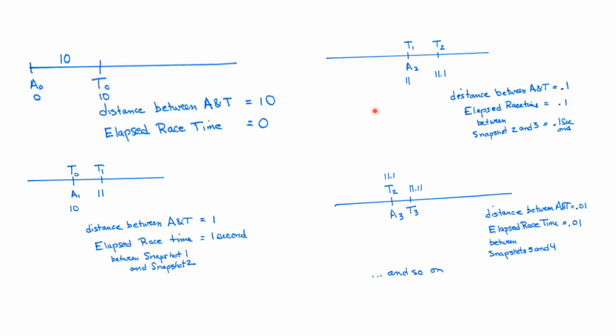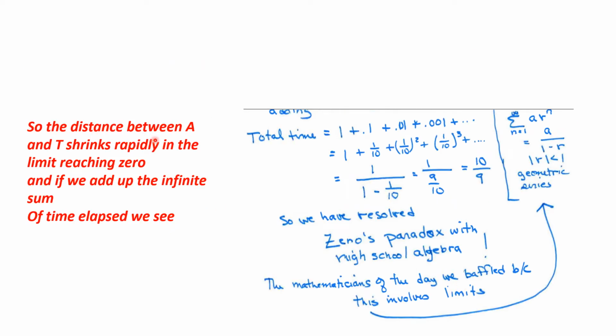Let's do it one more time, but it keeps on going. So now we say, what happens when Achilles reaches where the tortoise was there? So Achilles reaches the 11.1, and again, that didn't take very long at all, but the tortoise is now at 11.11. So the distance between Achilles and the tortoise now is 0.01, and the elapsed race time between the previous snapshot and this snapshot is 0.01 seconds. And this continues, and so on. So the distance between Achilles and the tortoise shrinks rapidly in the limit and reaches 0.